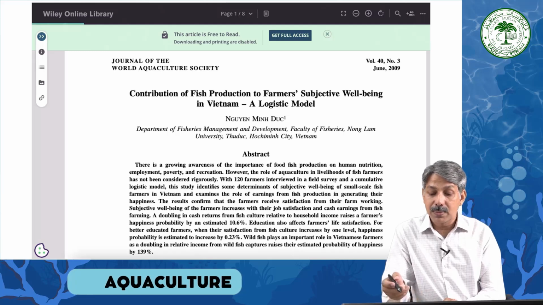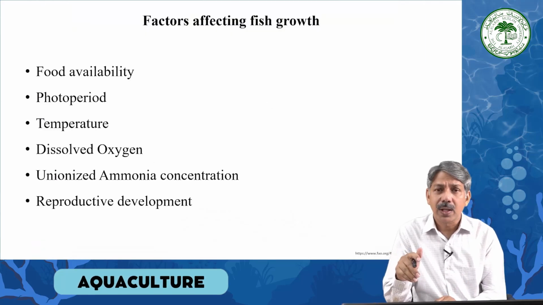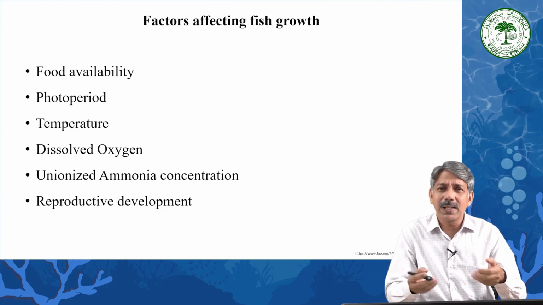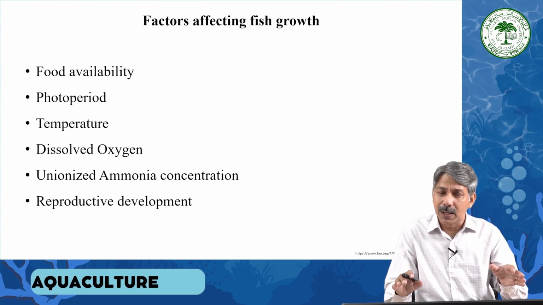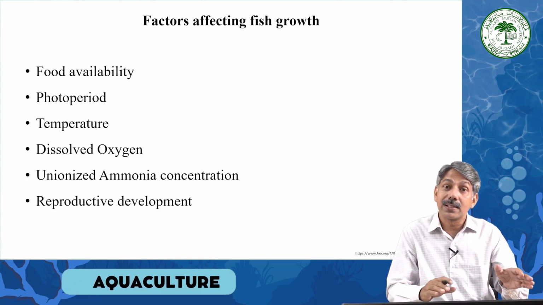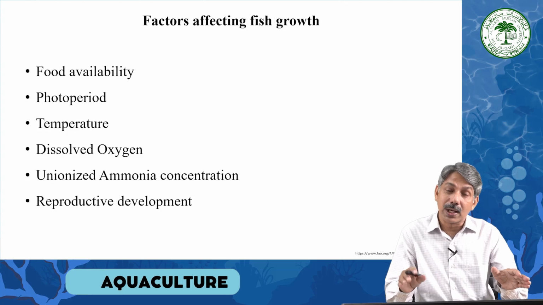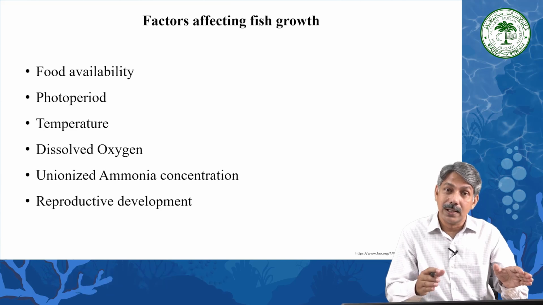Contribution of fish production to farmers' subjective well-being in Vietnam, a logistic model. They have just explained the logistic model. Earlier I explained the VBGF model. So there are a number of models and a number of growth patterns, and if you wish to study the simple growth performance parameters, you just go through any of the fish nutrition studies papers. There they will describe the growth parameters in terms of percent weight gain, specific growth rate and other such parameters. FCR is another parameter where we assess the feed conversion ratio, but there again we utilize growth as well: how much increase in weight and how much we have fed the fish.